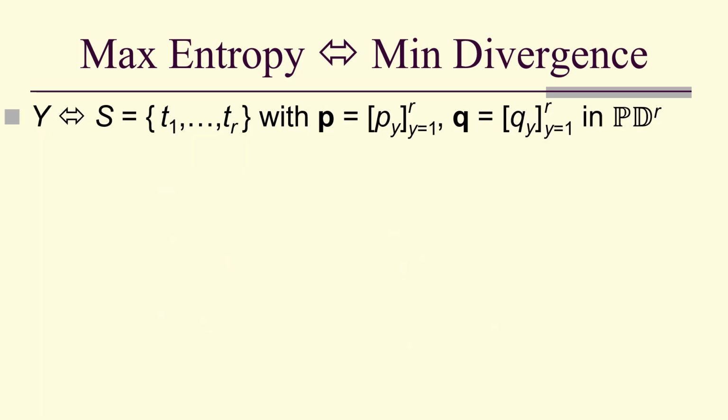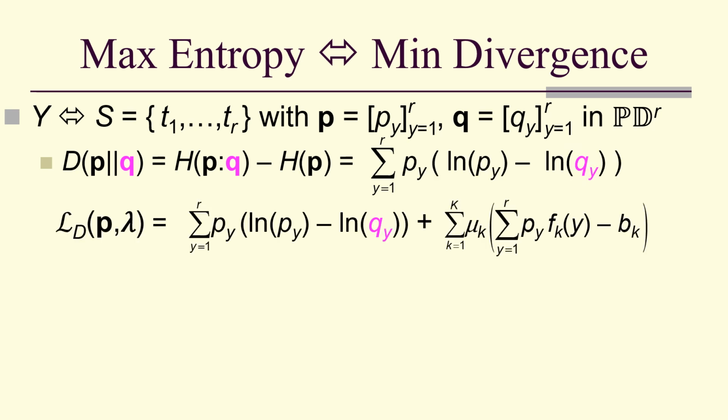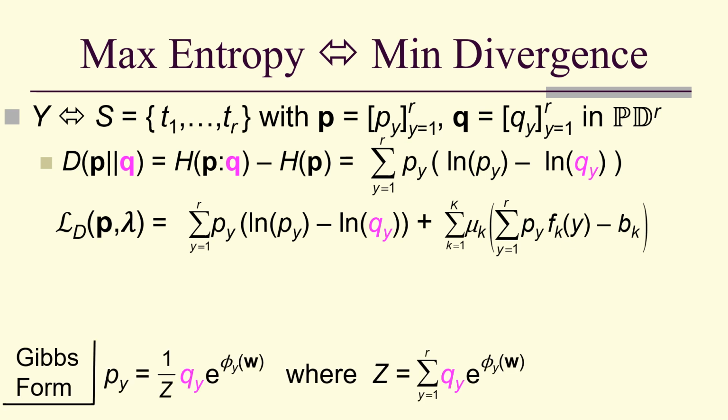So if I have y associated with a sample space S of R outcomes, and I have two probability distributions on R outcomes, P and Q, well, here's my KL divergence. I'm writing the Q's in magenta so we can track them. And notice that the definition gives us a negative negative and P sub y common to both, so we simplify that. The associated Lagrangian is given as you see here. And we're going to introduce a new Gibbs form. P sub y equals 1 over z q sub y e to the phi sub y of w, where z is the sum y equals 1 to r of q sub y e to the phi sub y of w.